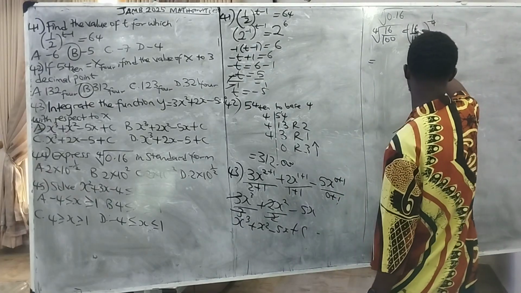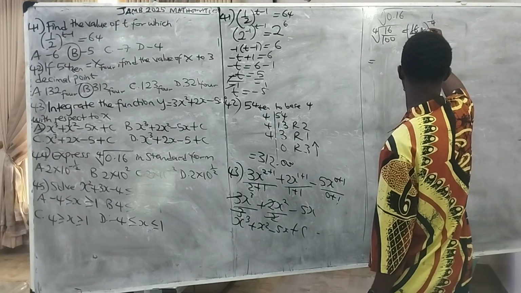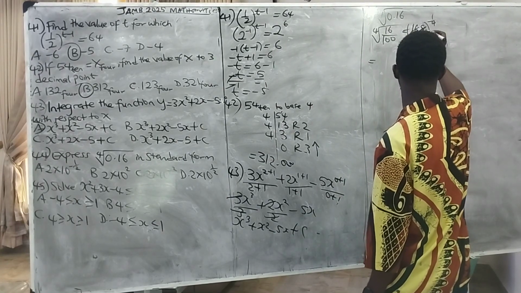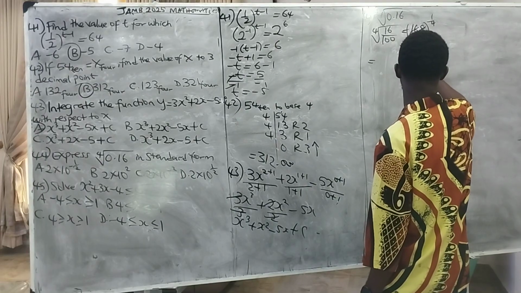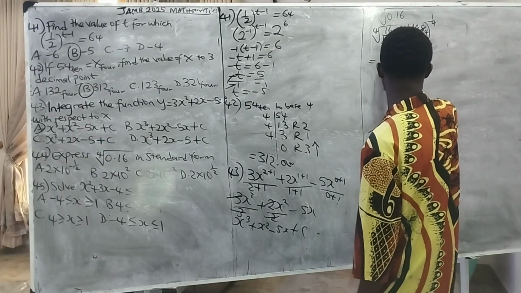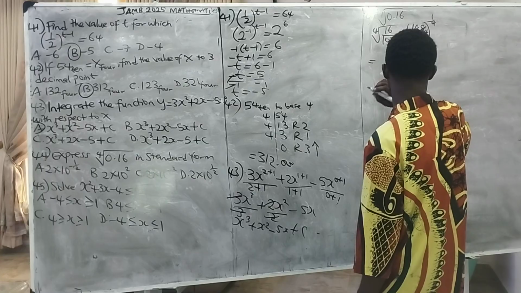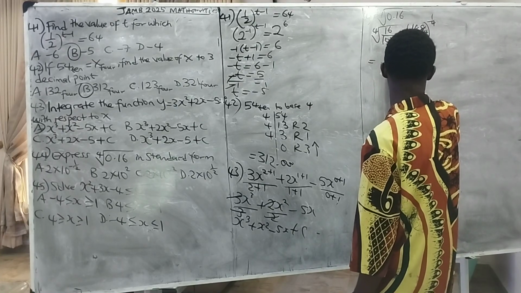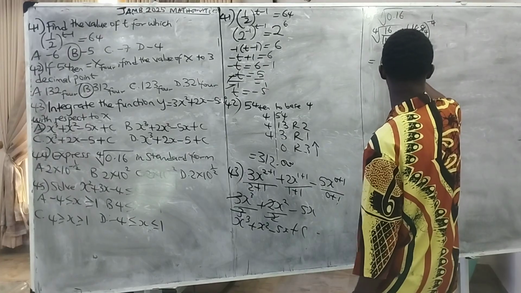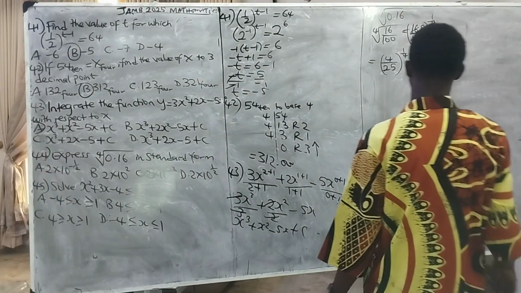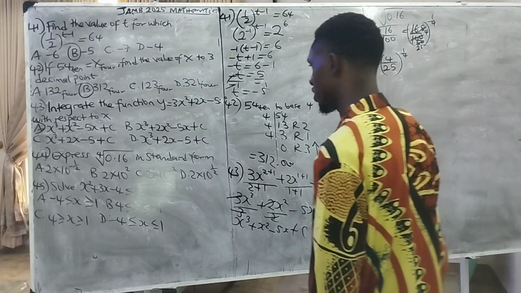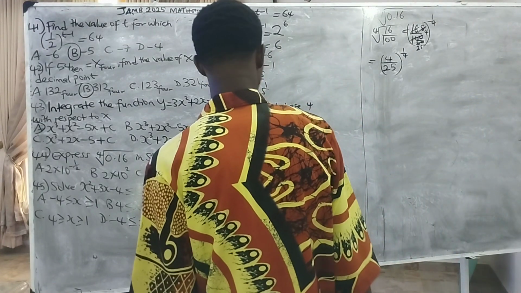So let me try to reduce. 2 goes into this 8 times, 2 goes into this 50 times, 2 goes into this 4 times, 2 goes into this 25 times. So we have 4 over 25, 4 over 25 raised to the power of 1 over 4. There is a problem here.